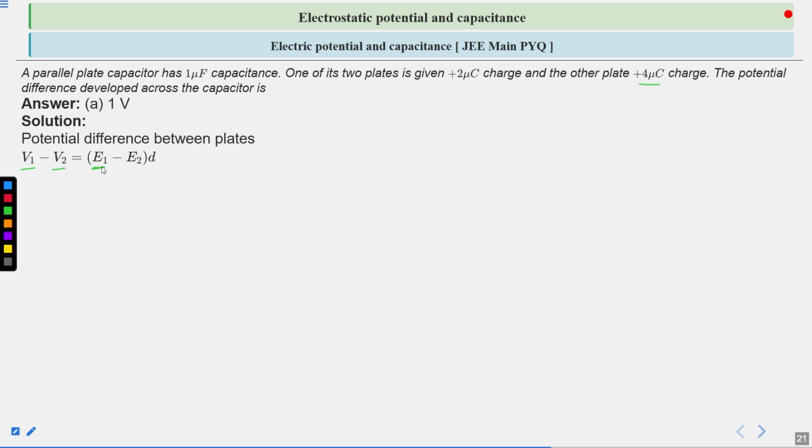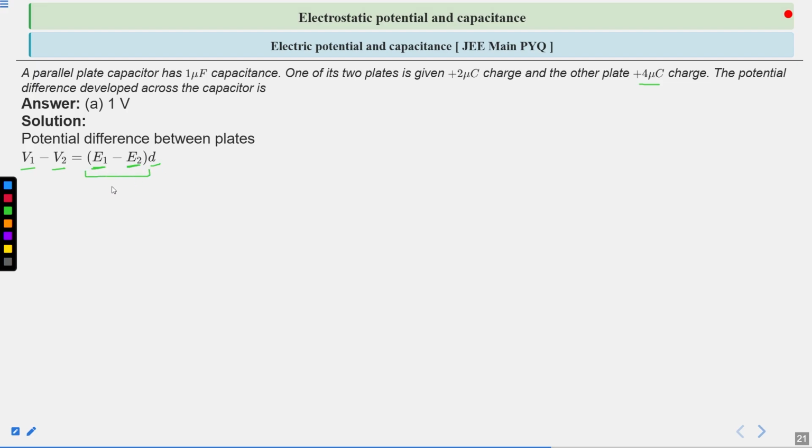And the electric field due to the plate with more positive charge minus the electric field due to the plate with less positive charge, into d. This is the formula. We can find the potential difference equal to Ed. This is the relation V equals Ed. So the potential difference equals the difference in the electric fields, E1 minus E2, times d.